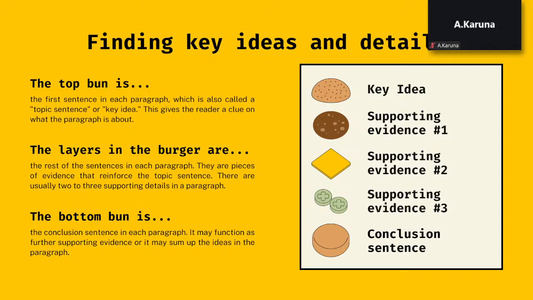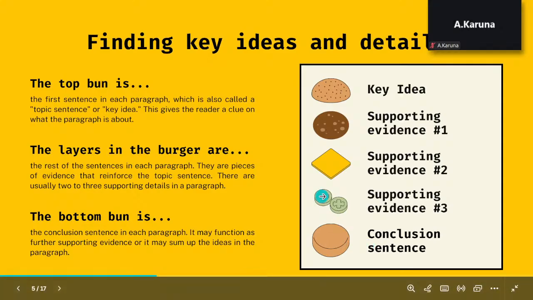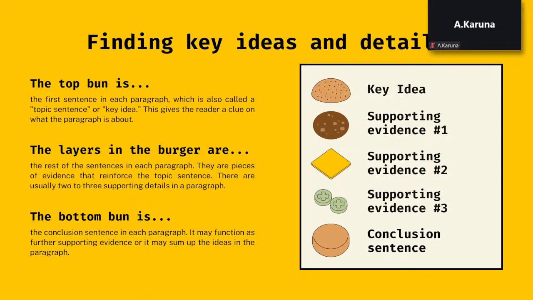So, finding key ideas and details again, further. Again, the top bun is the first sentence in each paragraph, which is also called a topic sentence or a key idea. This gives the reader a clue on what the paragraph is about. So your topic sentence is to grab the reader's attention, make sure it's catchy, make sure it's relevant, make sure it's on point, and make sure it makes the reader want to read the rest of your paragraph.